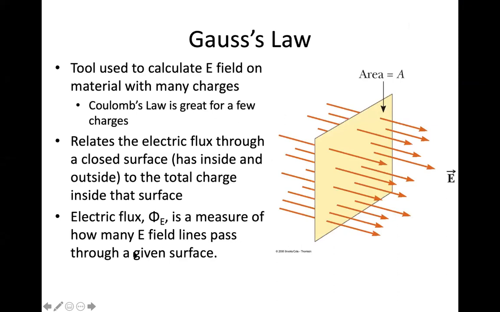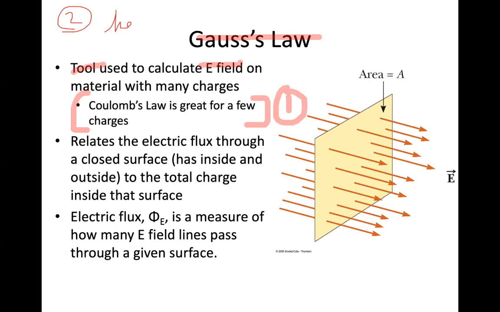So what is Gauss's law? It's a tool. It's a mathematical tool. It's heavily mathematical and is used to calculate the E field on a material with many charges. So we've already seen that Coulomb's law works great for a few charges. That's one way to find the electric field. We have another way, way number 2, when we had lots of charges, where we could do k sub e and then that integral dq over r squared. That's way number 2. But Gauss's law is going to be way number 3.